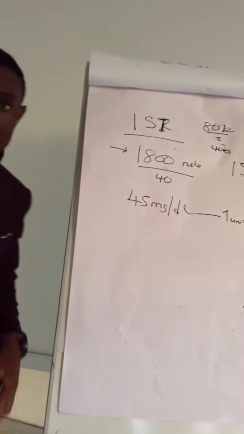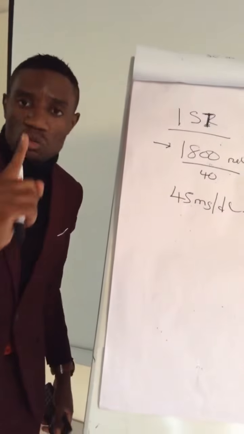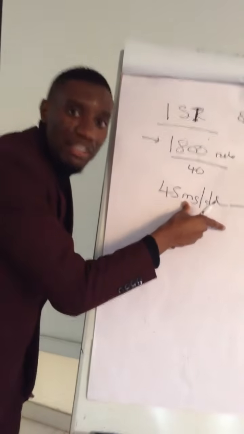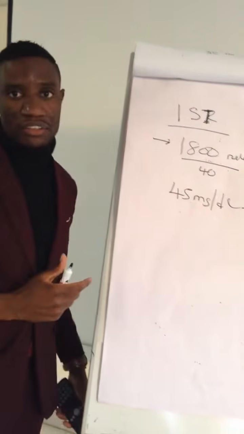This means that for this patient, it takes only 1 unit of insulin to reduce their sugar levels by 45 milligrams per deciliter. That's what it means for this patient.